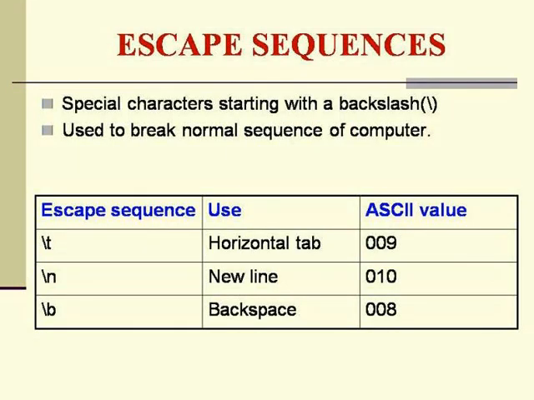Next we have the escape sequences, which are nothing but special characters starting with a backslash. They are used to break the normal sequence of a program. Now if you will see the escape sequences, there is horizontal tab, new line and backspace. We have seen all of this in the symbols available in C. So escape sequence is an escape from the normal sequence of the program. So that is used when we have to make some alterations in the normal execution.